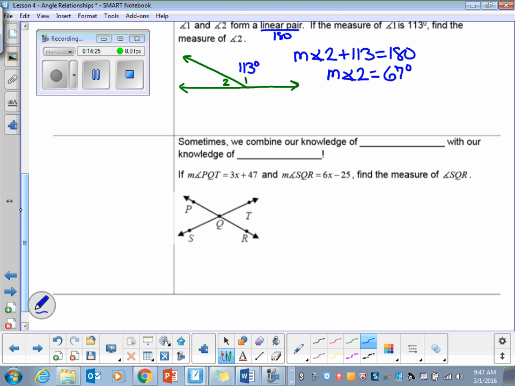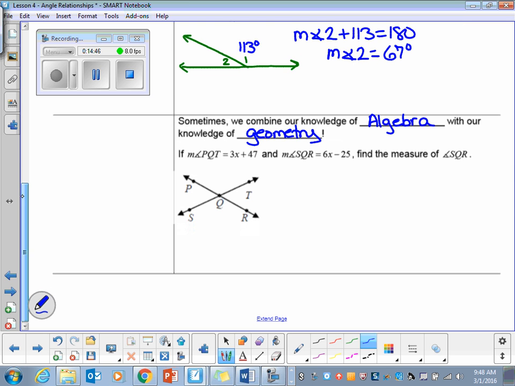Okay, so let's see here. Sometimes we have to combine our knowledge of algebra with our knowledge of geometry. And you know these are our favorite problems because we're reviewing your algebra skills. So the measure of PQT, which would be here, is 3x plus 47. And the measure of SQR, which is here, is 6x minus 25.